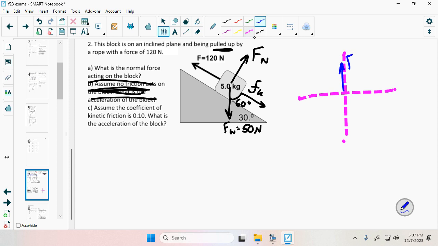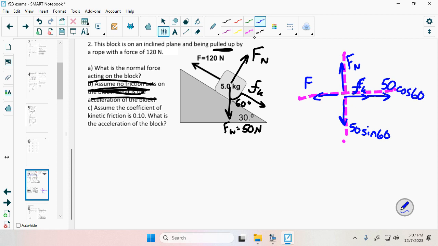So I have Fn, I have Fk, I have F over here, and then I have my force weight. This is Fw, or 50 sine of 60. And then this is going to be Fw cosine 60, or 50 cosine of 60.